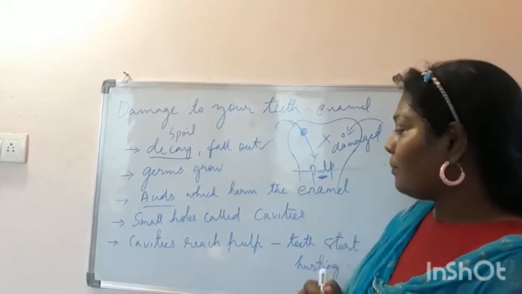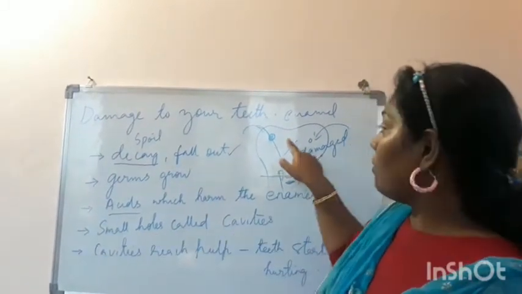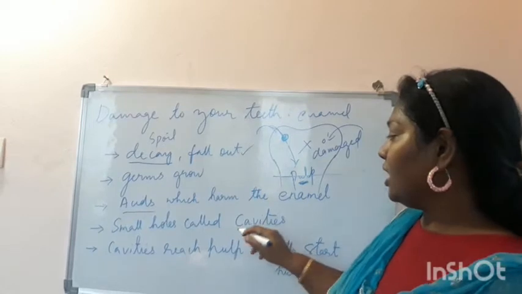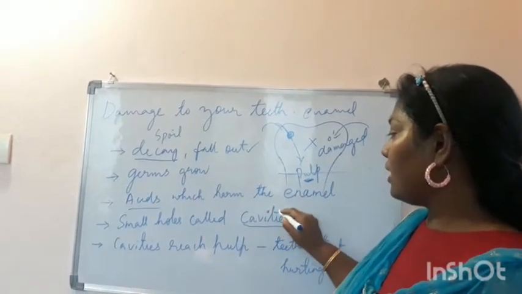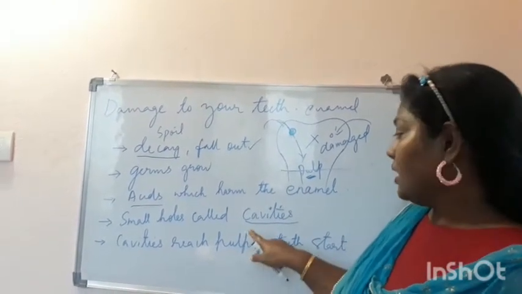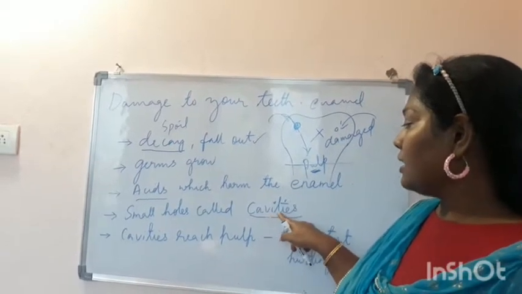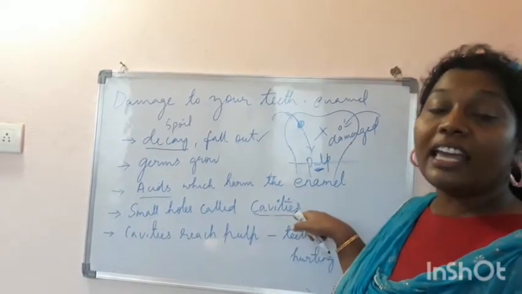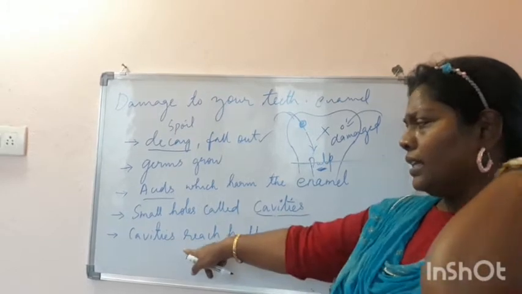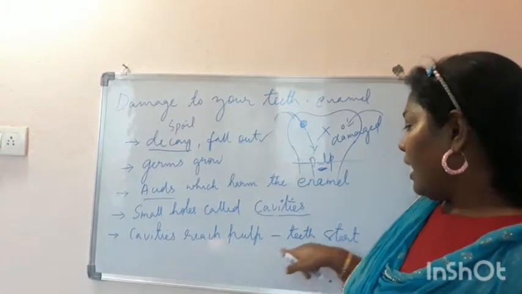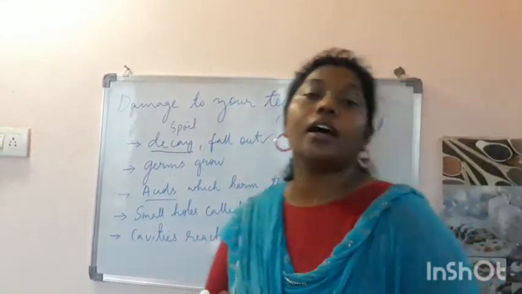So children, the small holes which are formed are called cavities. What are these, children? Cavities. C-A-V-I-T-I-E-S. Cavities. These cavities reach the pulp and the tooth starts hurting.